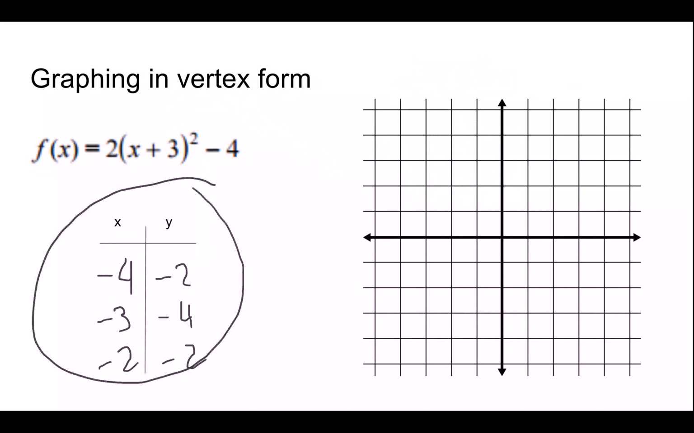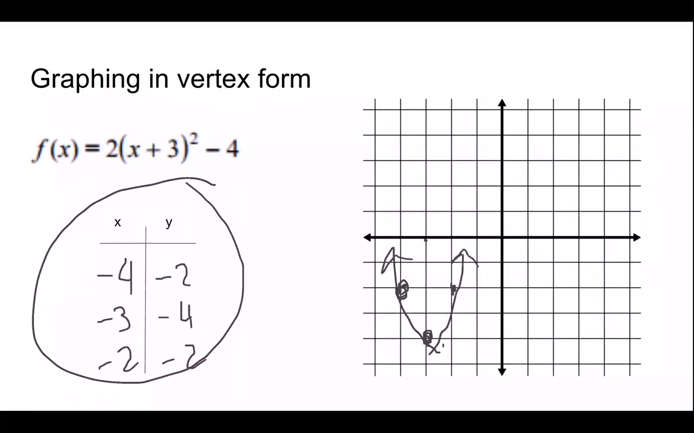Okay, so we have this chart, and we just go and graph these 3 points. So -4, -2, so right down there. -3, -4, so right down there. And -2, -2, so right there. And as you can see, we get the nice U shape.